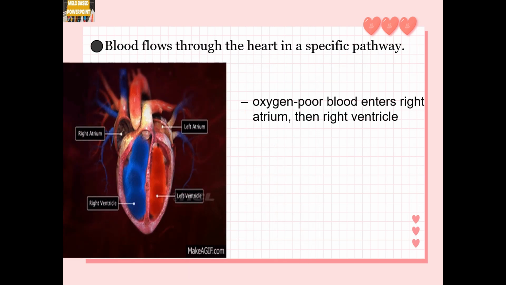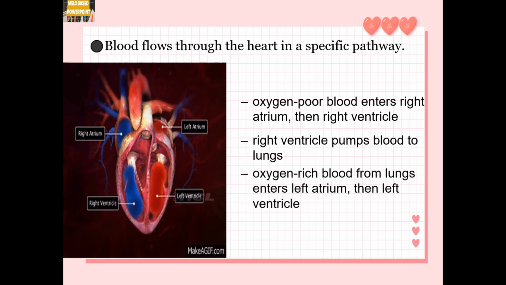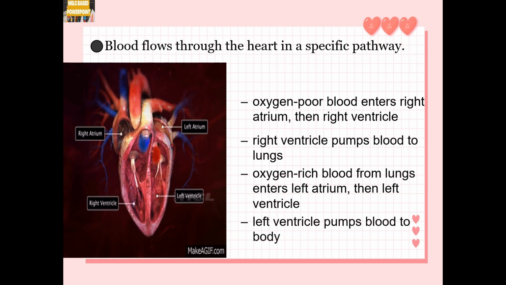Blood flows through the heart in a specific pathway. Oxygen-poor blood enters the right atrium, then the right ventricle. The right ventricle pumps blood to the lungs. Oxygen-rich blood from the lungs enters the left atrium, then the left ventricle. The left ventricle pumps blood to the body.